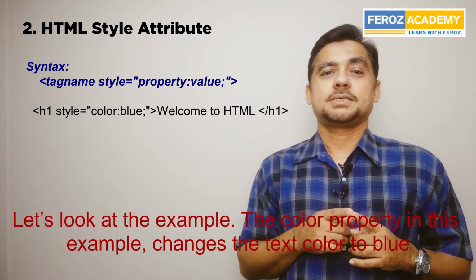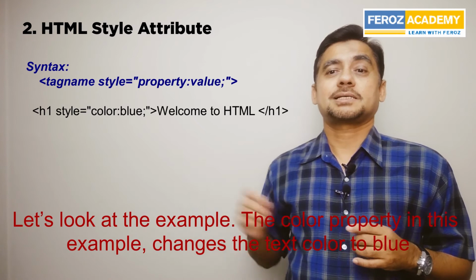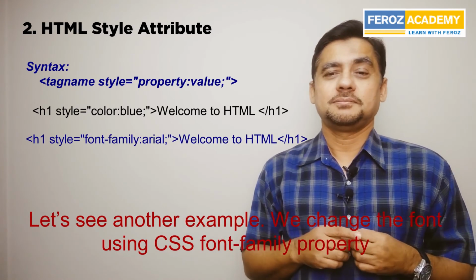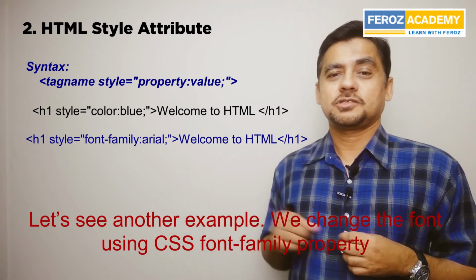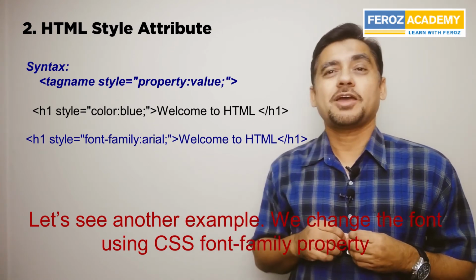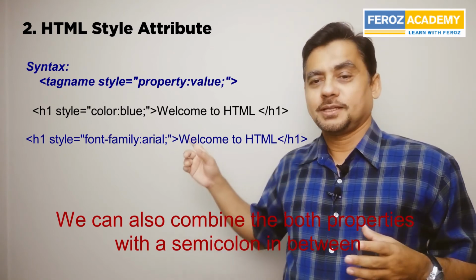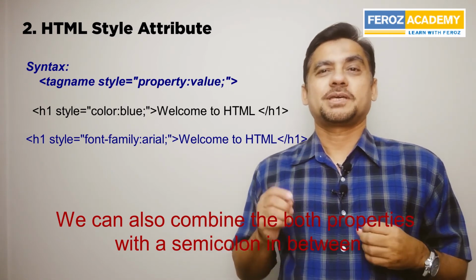The color property in this example changes the text color to blue. Let's see another example. We change the font using the CSS font-family property. We can also combine this with the bold property with a semicolon in between.